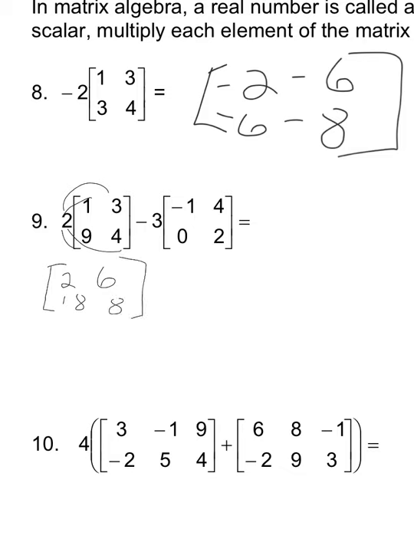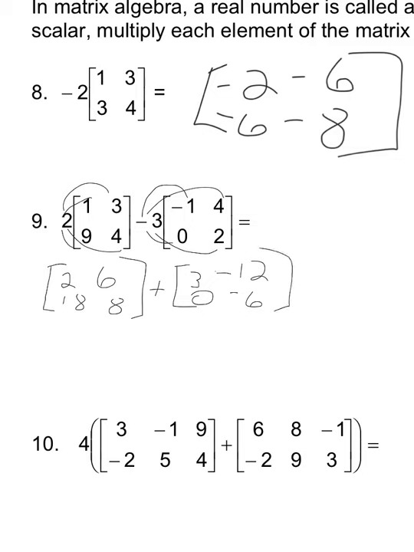And then we're going to take that and add it to what we get from the next one, which is a distribution of a -3. -3 times -1 is a +3. -3 times 4 is a -12. -3 times 0 is 0. -3 times 2 is -6.